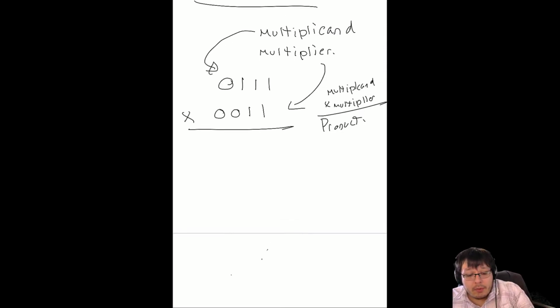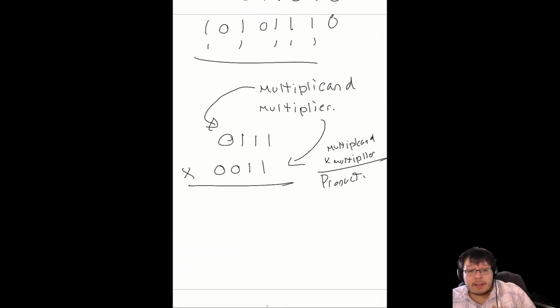So, Booth's algorithm is going to reduce a lot the number of computations that we have to do, okay? And the way that it works is, first let me tell you some of the rules that will be used in the algorithm. The rules are going to be that you're going to look at the multiplier. Is it the multiplier or the multiplicand? It is the multiplier. Yes, it's the multiplier.